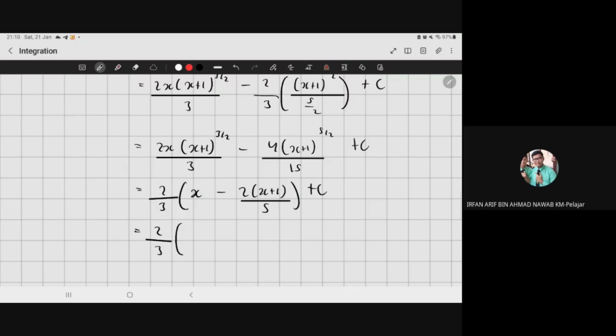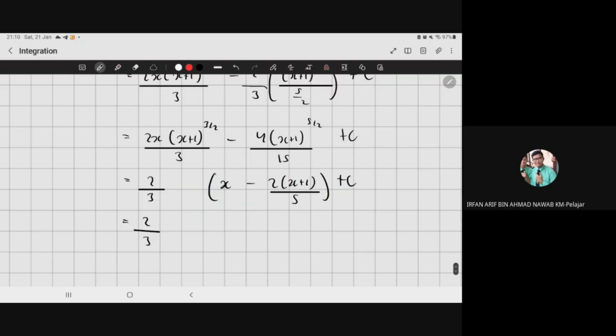You will get 5x minus 2x will be 3x minus 2 over 5 plus c. Yeah, sorry, I forgot to write it down. Okay, 2 over 3. And then here will be x plus 1 to the power of 3 over 2. And then from here, just simplify it as usual. So you will get 3x minus 2 over 5 plus c.